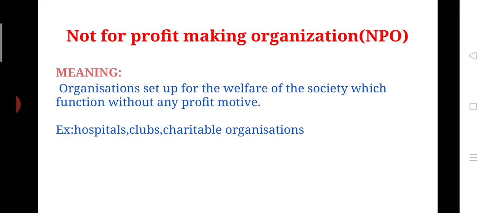You can see the examples of hospitals, clubs, charitable organizations, cultural societies. You may have seen this type of organization in your neighborhood, sports club, arts club. So all they belong to these NPOs, not for profit making organizations. Even schools we can put under this category. They are all basically not for making profit but for helping the society, right?